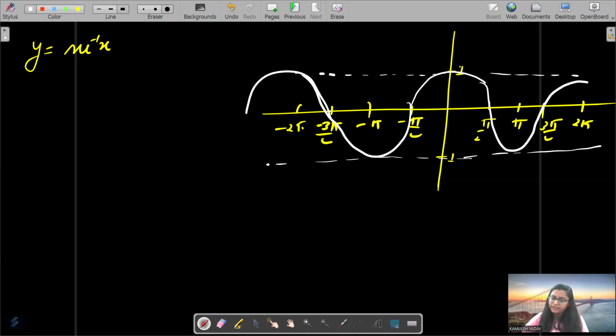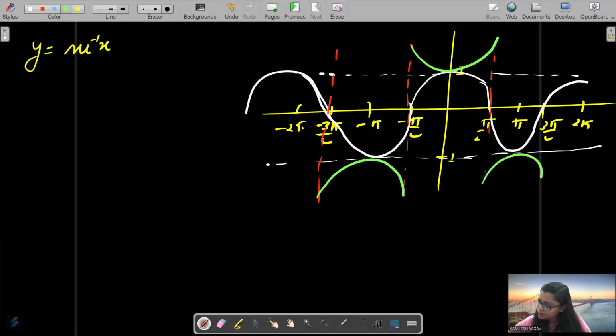Okay. And we know that sec x is not defined at minus pi by 2. Why? Because sec x is equal to 1 upon cos x, and cos pi by 2 is 0, so it is undefined. That's why at this point sec x is not defined, so I draw the dashed line here. So the graph of sec x is like this.